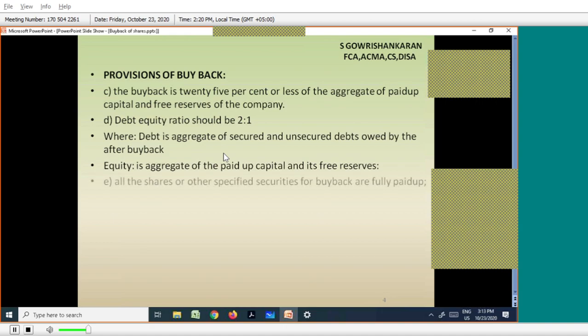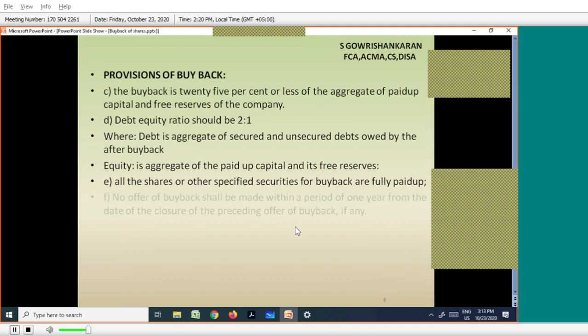What is the next condition? Next condition, this is also important. When I am going for buyback, whatever shares I am buying back should be fully paid up. Partly paid up shares I cannot buy back. Fully paid up shares. While solving the problem, this also you should remember.